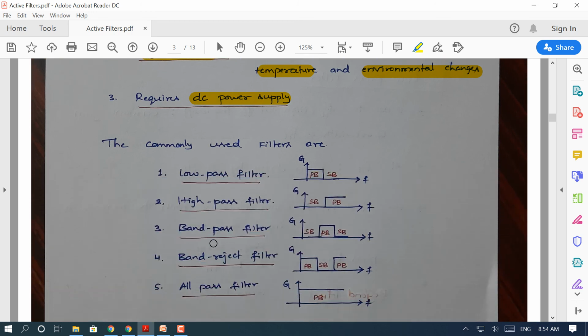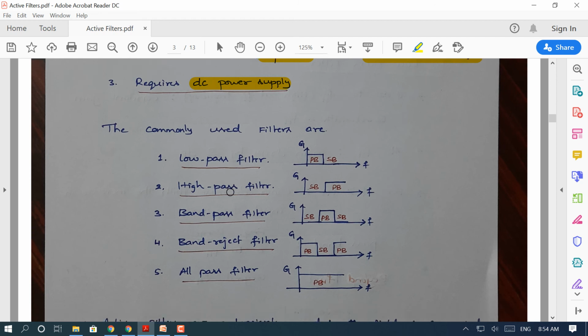Now let us see the commonly used filters in our discussion. We use mainly 5 different types of filters in our discussion. The first one is the low pass filter. A low pass filter passes certain frequencies from 0 to some frequency.